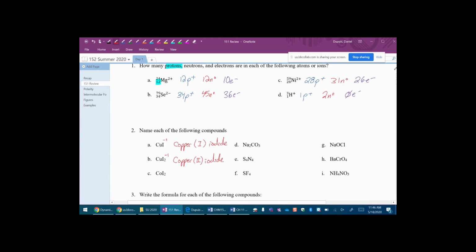C, cobalt. Iodine. Well, cobalt is a metal. Iodine is non-metal. Opposite side of the stairs, it's ionic. Cobalt needs a Roman numeral. So iodine is -1. So that's cobalt 2 iodine. D, sodium. Sodium does not need a Roman numeral. And I recognize CO3, so it's sodium carbonate.